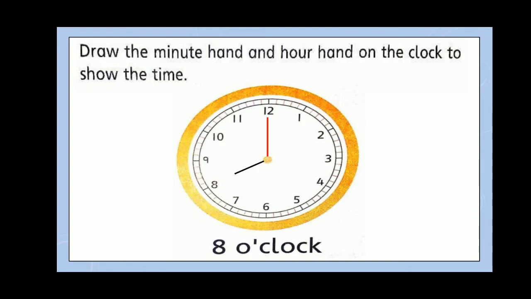So draw the short hand towards 8, which tells you the hour, and draw the long hand towards 12, which tells us the minutes, and read or write it like 8 o'clock.